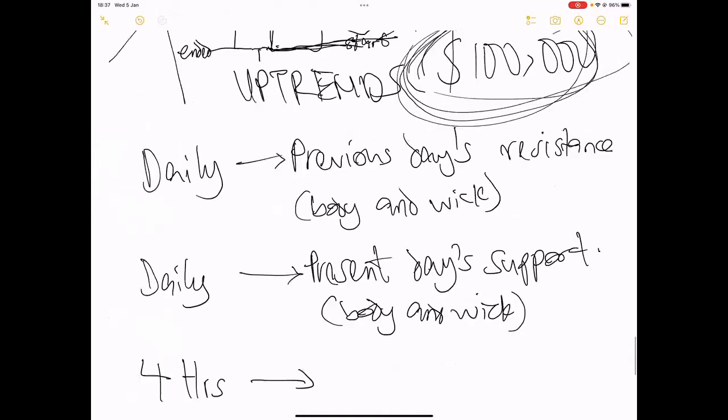All right. So for uptrends, you want to buy, you look at the daily. And when I say daily, I mean one day can do, before you put in maybe. You go to your daily time frame, your 1 day time frame, and check for previous day's resistance, which will become support, and present day support, which is also a support.